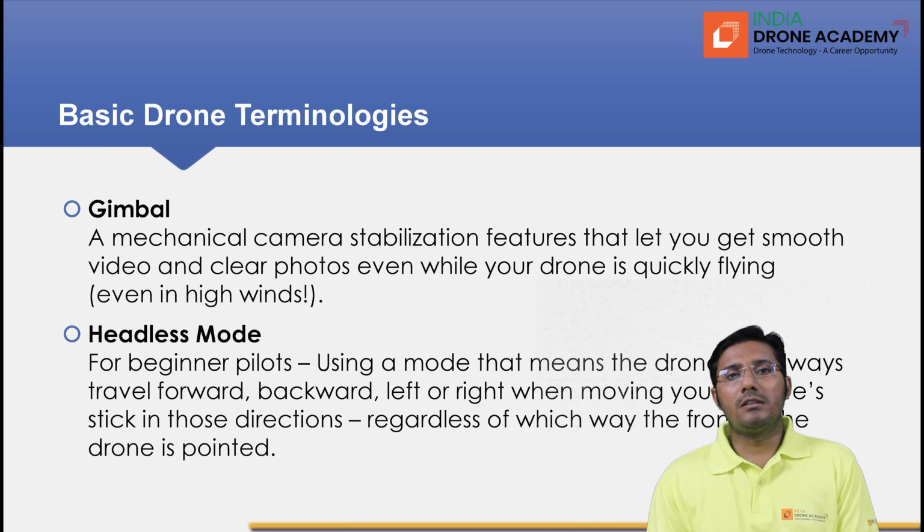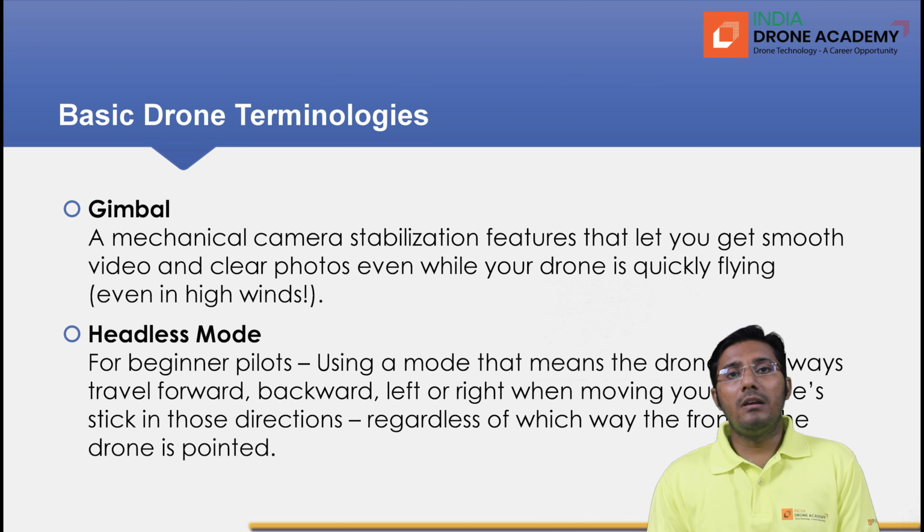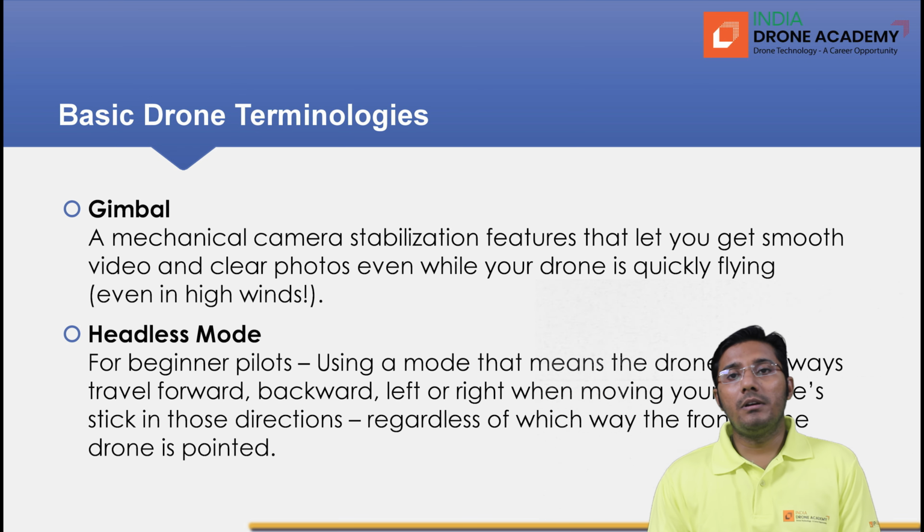There is a term, headless mode. Headless mode may be available in your unmanned aircraft system, which is for beginner pilots. Using this mode, the drone will always travel forward, backward, left or right when moving, as your remote stays in its respective directions, regardless of which way the front of the drone is facing.